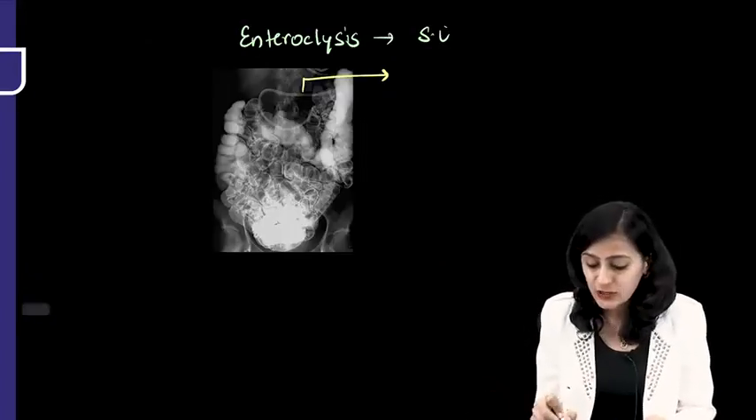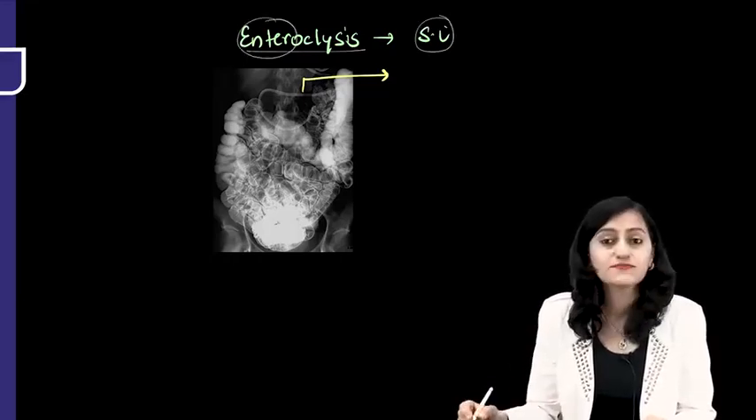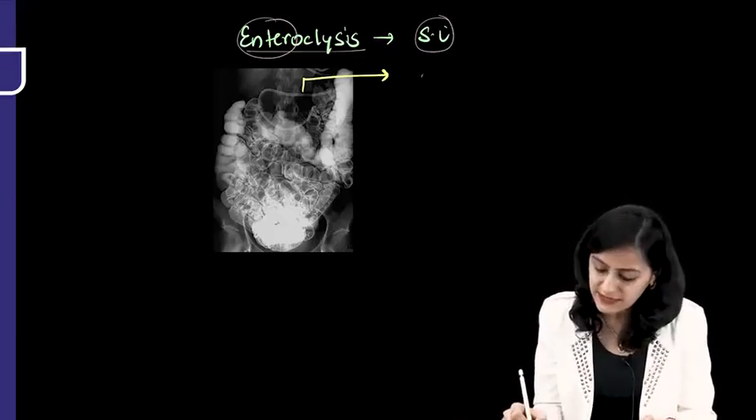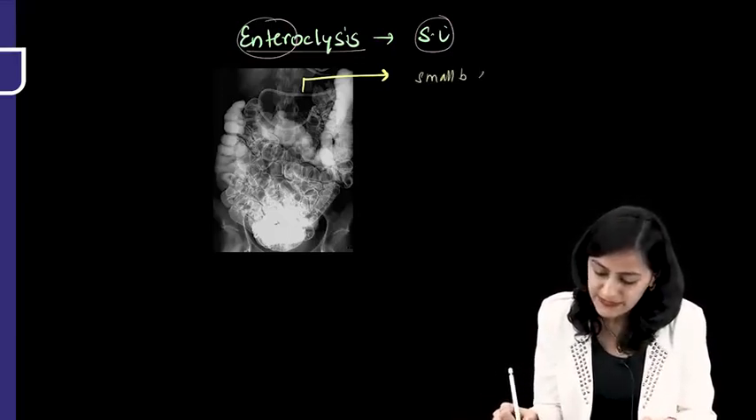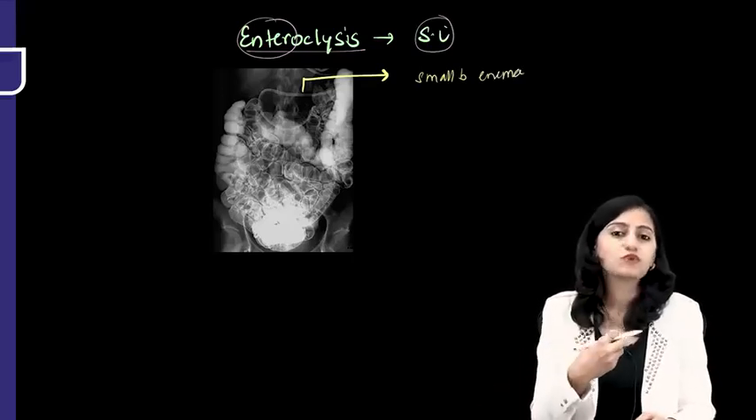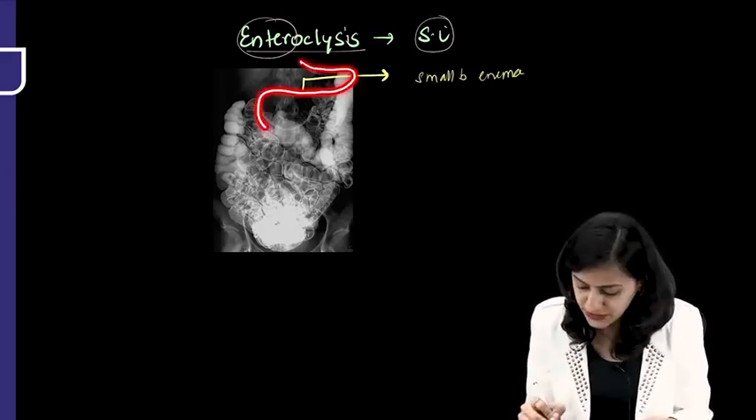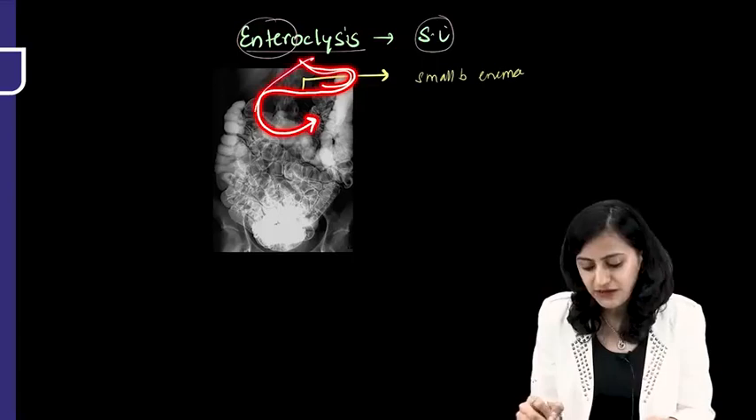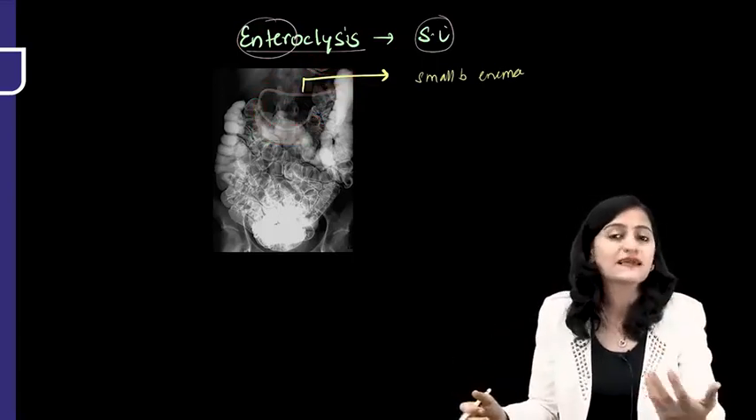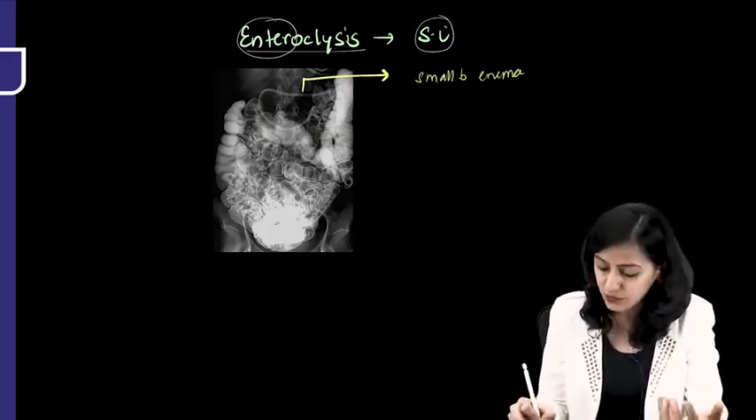Now, what is enteroclysis? Entero, as the term says, means it is for small intestine, and enteroclysis is like the small bowel enema. So what we do is, instead of giving the barium orally, we put a tube, a nasojejunal tube. You can see the tube here. So once the tube is put, then we put the contrast, and here basically it helps in early and better opacification of the small intestine and the small intestine mucosa.